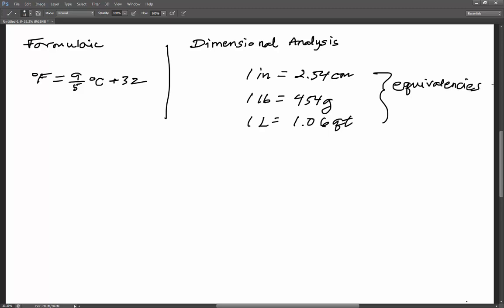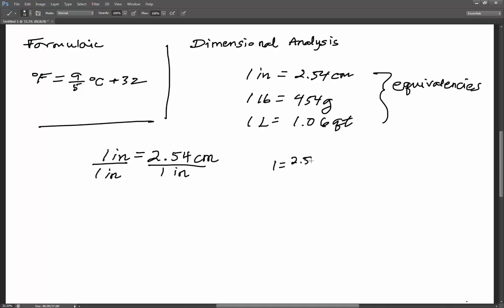So now we're going to take ourselves back to algebra and remember that whatever I do to one side of my equation, if I do it to the other side of the equation, it still is equal. So we're going to take this equivalency and say, what would happen if I divided both sides by 1 inch? And hopefully you understand that anything divided by itself is just equal to 1. And so what we get is that 1 is equal to 2.54 centimeters divided by 1 inch.